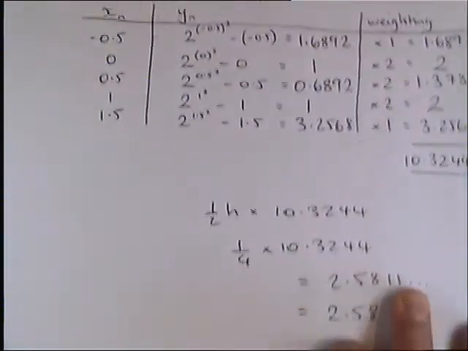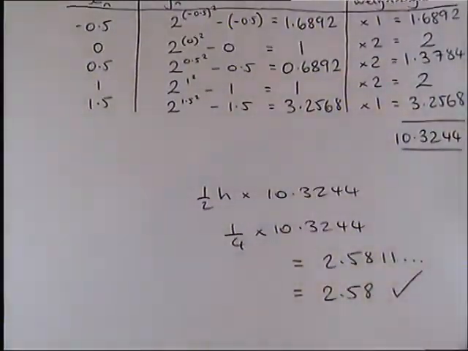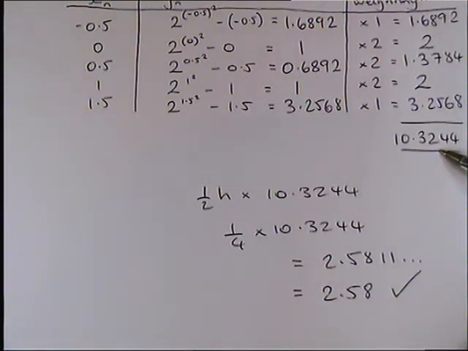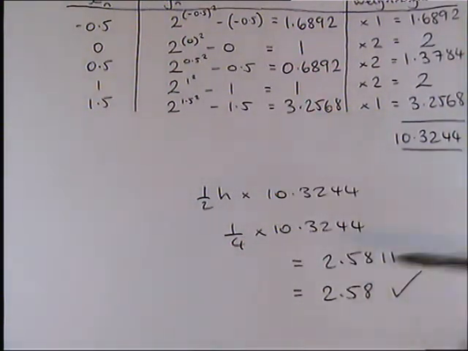Oh, you can't see what I've written there. Let me just go through that again. All right, so I was just doing a half h times that number. That's a quarter of that number, and it ends up being 2.58.